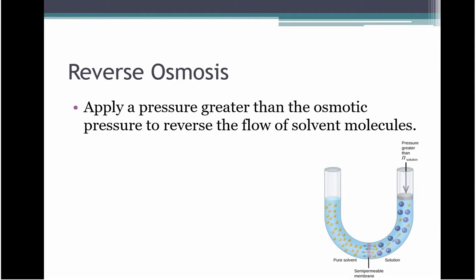Now, reverse osmosis is when you have a pressure applied to really try and force your solvent particles back into a pure state. It kind of works for a while. The problem is after a certain period of time, the amount of pressure you have to add, the amount of electricity you have to add is just not really worth it.